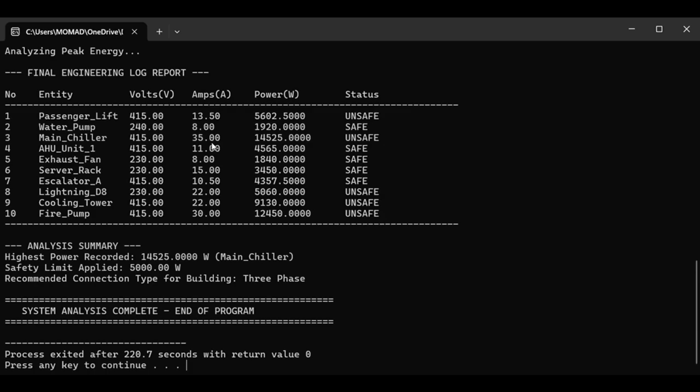Because the main chiller exceeds our safety limit of 5000 watts, it is automatically flagged as unsafe. The passenger lift and water pump remain within the safe operating range. Finally, at the bottom of the report, the system identified the main chiller as the critical entity, recording the highest power consumption in this entire audit.